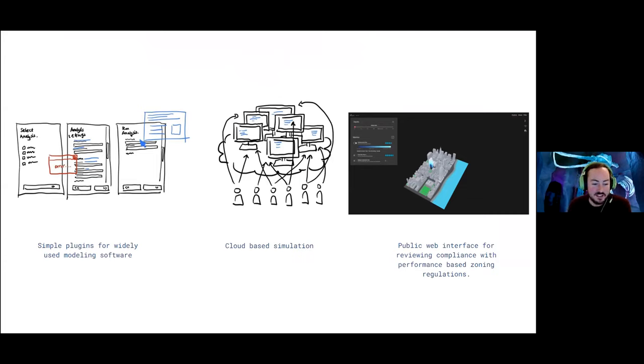the technical capacity is here to do this type of thing. There are simple plugins that you can use for widely used modeling software. Once you've actually established the performance targets, you can leverage cloud-based simulation. You can create public web interfaces for reviewing the compliance of the zoning. So we can get at a framework informed by data and design that ultimately doesn't need the type of in-house expertise and capability of a firm like KPF.